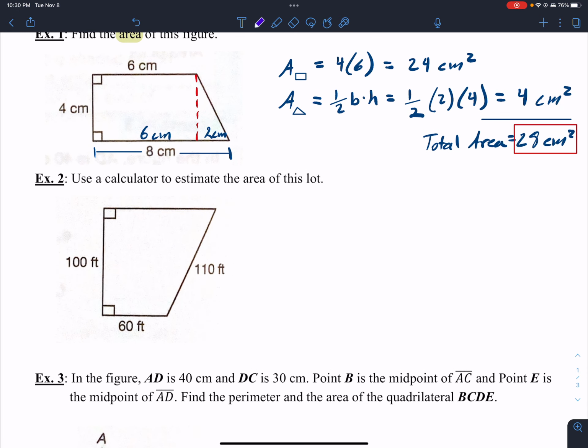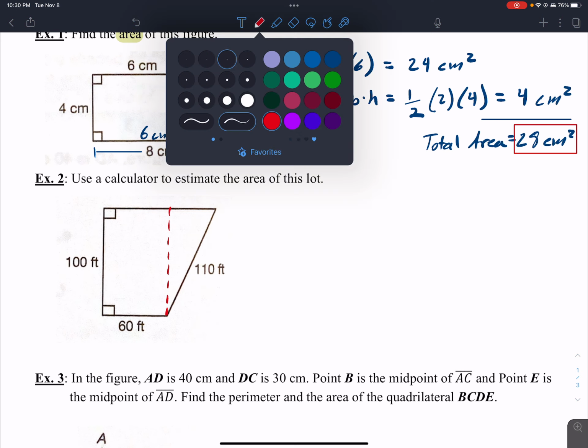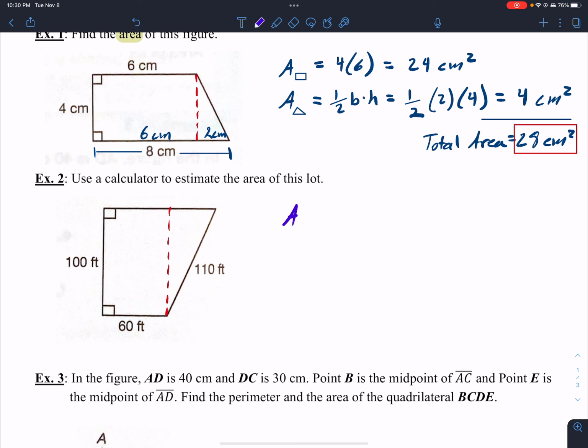It says use a calculator to estimate this lot. So it says lot. That means this is supposed to represent maybe a parking lot or something like that. And once again, we're going to break it apart. The reason why we're going to use the calculator is coming here in a second. Again, if you need to pause the video to copy it down, go ahead and do that. We're going to break this figure up right there so that we clearly have a triangle attached to a rectangle, and we can also clearly see that the area of the rectangle is 100 times 60, which of course is 6,000 square feet. It's feet times feet, so square feet.